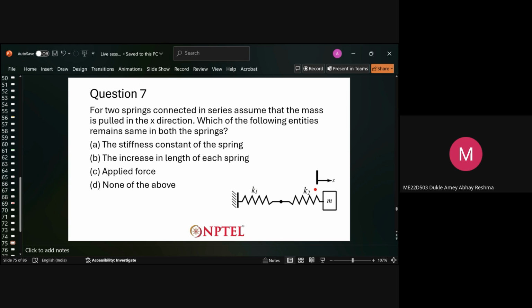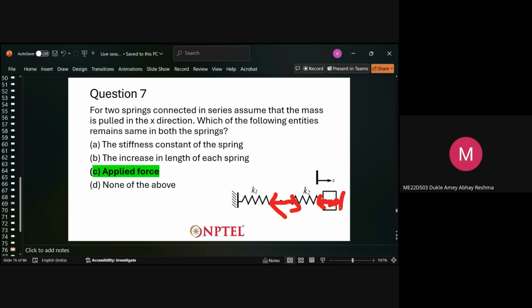Again, the change in length is not necessarily the same, because the change in length is dependent on the stiffness constant. It is not dependent on the force applied or on the configuration. So the answer is the force applied. So basically, the amount of force. We all know the force transmissivity law. For every action, there is an equal and opposite reaction. So the amount of force being applied here.